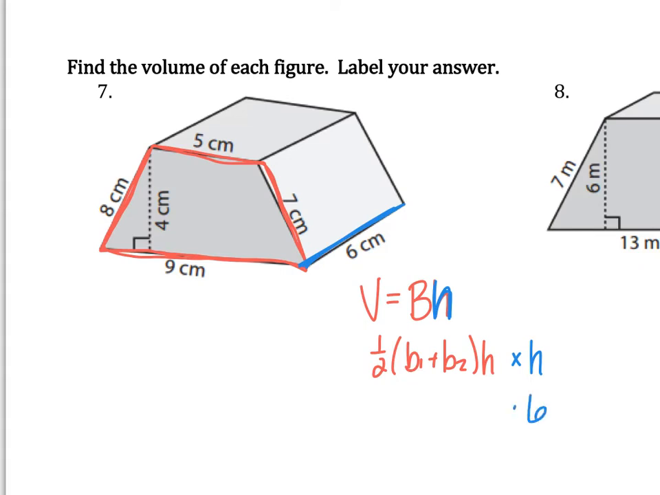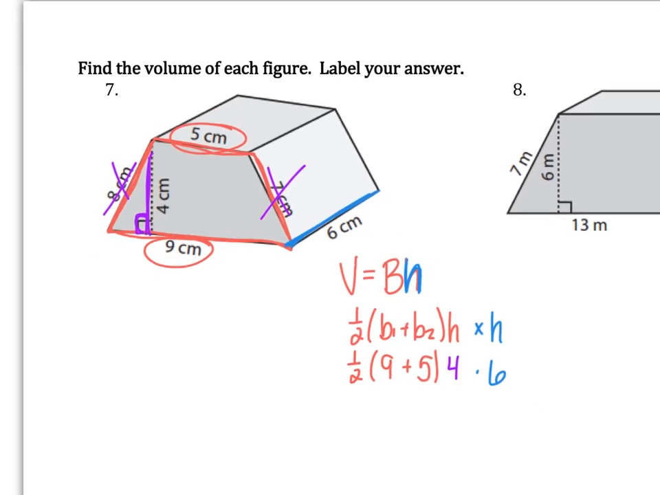So let's go ahead and plug in the numbers for B1 and B2. The bottom base of my trapezoid is 9, and the top base of my trapezoid is 5. And the height of the trapezoid is this 4 centimeters right here. We have that right angle that tells us that's the height. And so actually I don't use the 7 or the 8 at all. I used those when I found the surface area, but I don't need them for the volume.